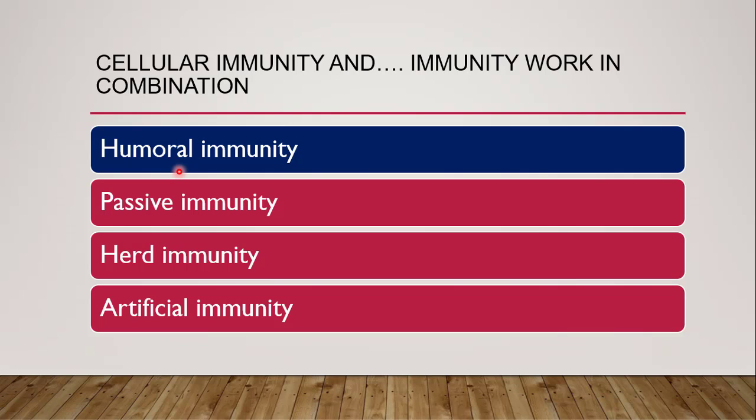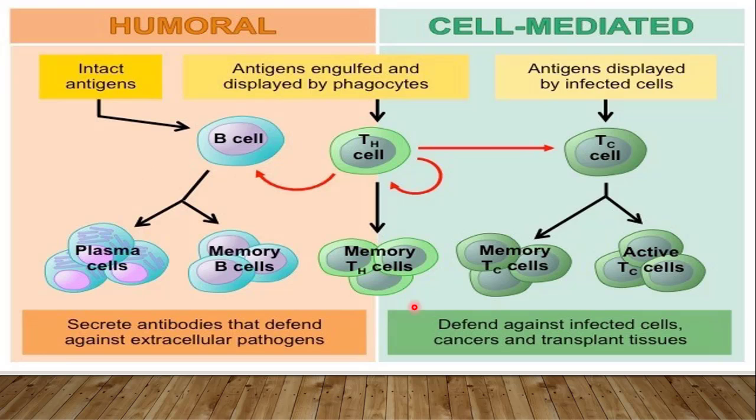The humoral immunity and cellular immunity, as you can see here in the image, humoral immunity will show its separate response and cell mediated immunity will show the defense in this way. As you can see here, in case of cell mediated, these active T cells and memory T cells will defend against the infected cells such as cancerous cells, and in case of humoral, these antigens will be engulfed and displayed by the phagocytes.